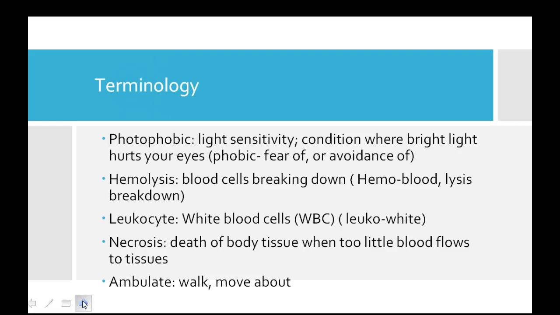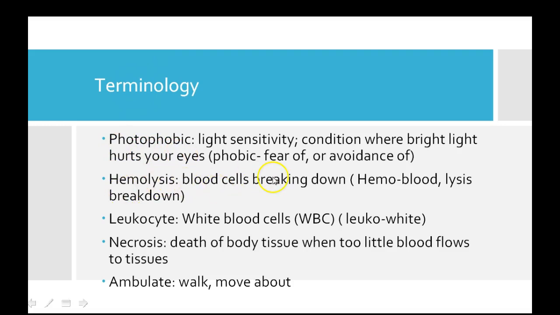Terminology continues. What about this? Oh my gosh, this light is really bothering this patient's eyes. The patient says, can you please turn the light down? I have such a horrible headache. So, photosensitivity, a condition where bright light hurts your eyes. Okay, so don't forget, photophobic. I know I get a lot of patients who are having migraines who are photophobic.